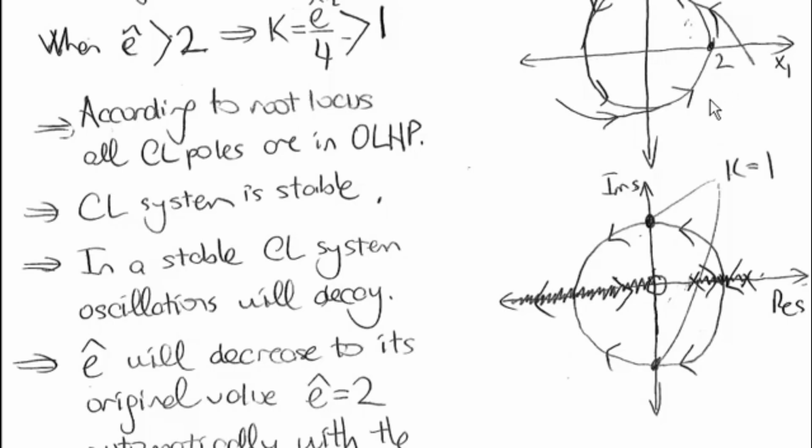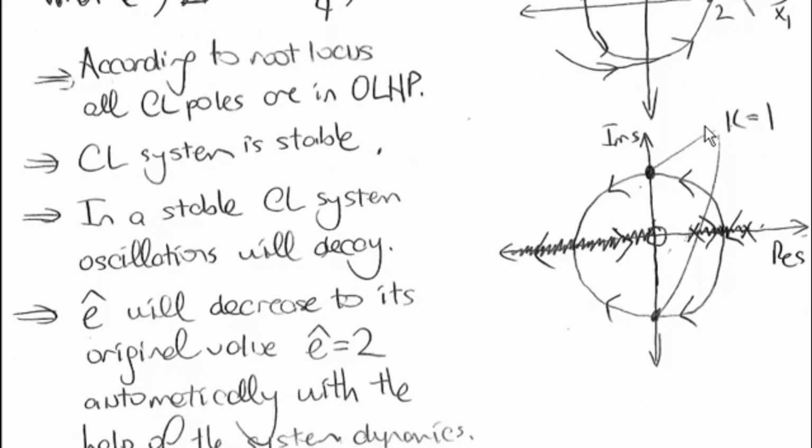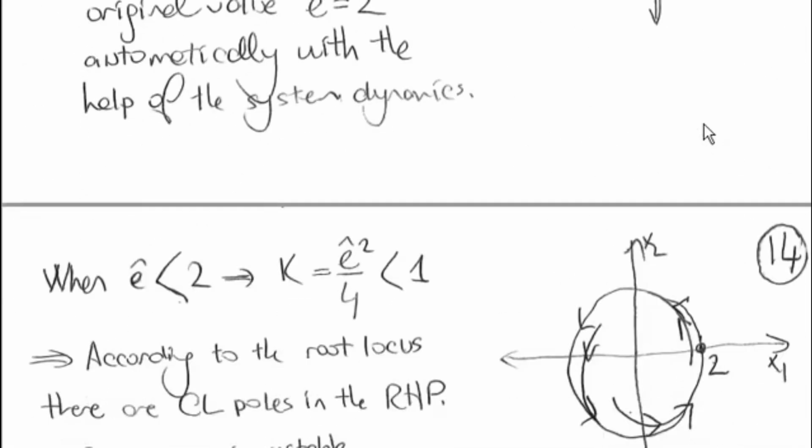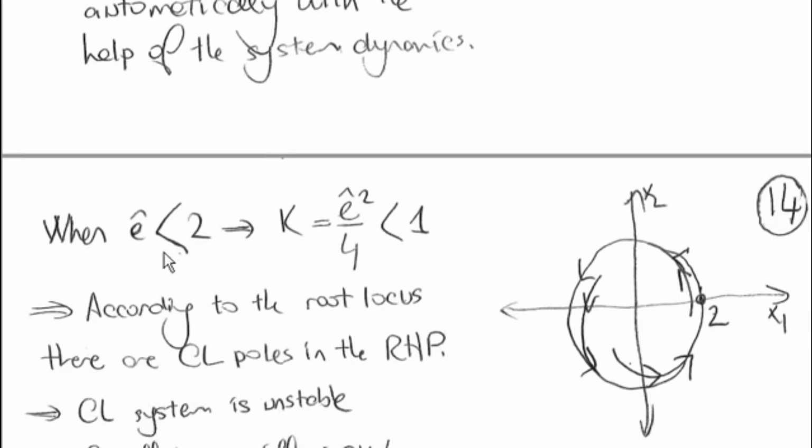But in order to be able to call the original oscillation stable, I need to make sure that the behavior inside the circle would also be stable behavior. So in order to investigate that, we are now going to be looking at what happens when E hat is smaller than 2. This means that I make the original oscillatory trajectory deviate from itself just a little bit towards inside this circle. So in that case, the amplitude becomes just a little bit smaller than 2.